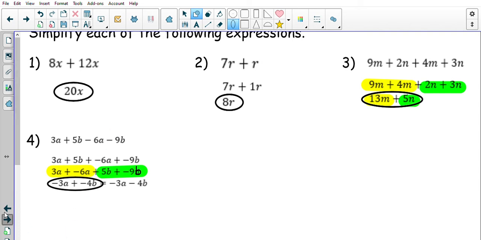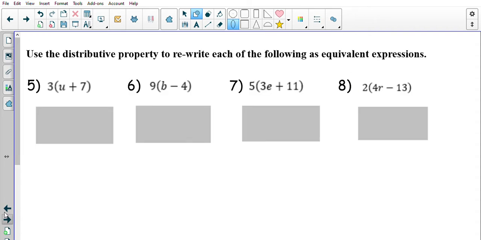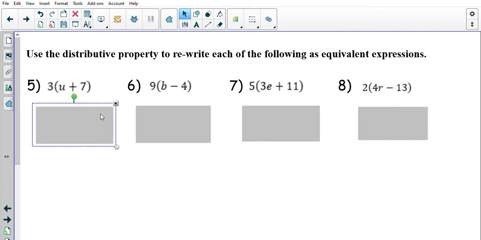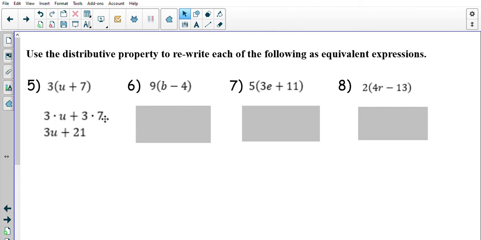Now, I want to mix in some distributive property as well. So numbers 5 through 8 ask us to use the distributive property to rewrite each of the following as equivalent expressions. So this is where you distribute the number that's outside the parentheses into the parentheses. So in number 5, I will do 3 times u plus 3 times 7. So we're multiplying the 3 by the u. Let's see if I can add some little loopies here. 3 times the u, and we'll do 3 times the 7 here.